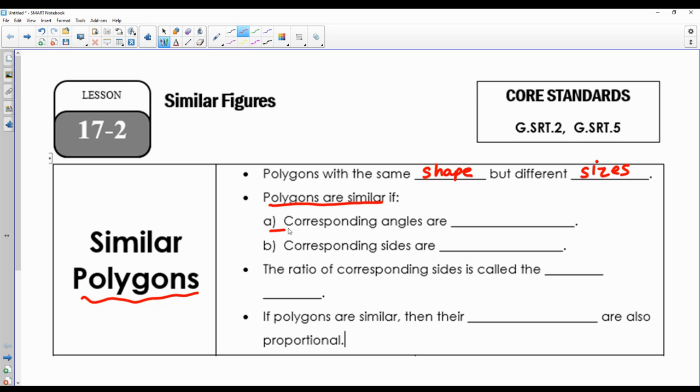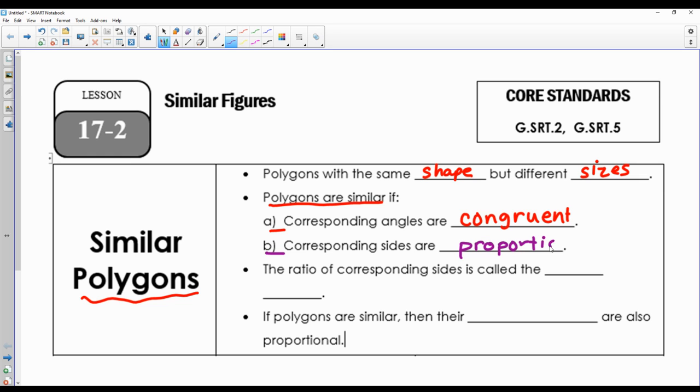First of all, the corresponding angles have to be congruent. So this is the same as our congruent triangles unit, that all of the angles have got to be the exact same measure. Congruent is just congruent. And then the second thing is that the corresponding sides, they're not going to be congruent. If they're different sizes but the same shape, then these sides are proportional.